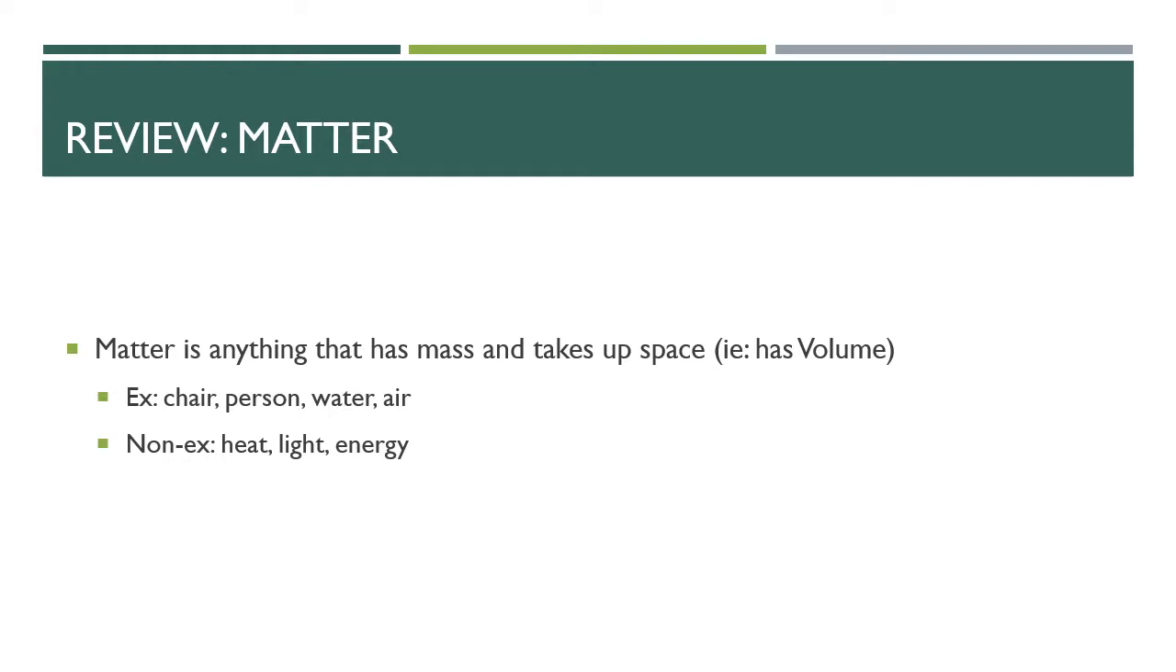Things that are matter include a chair, a pen, a person, a piece of paper, your phone, water, ethyl alcohol, and also the air that you breathe. Things that are not matter are generally various forms of energy. For example, heat and light, which are both forms of energy, are not kinds of matter. They do not have a mass and do not occupy a space.